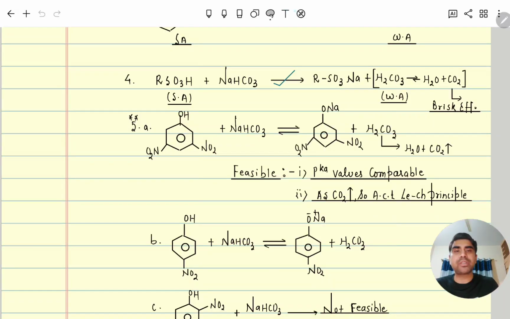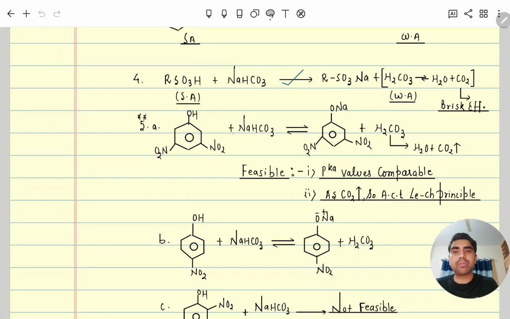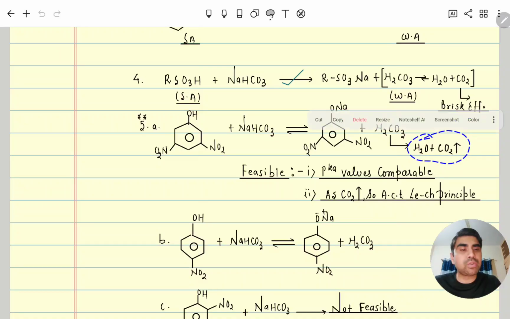Moving further, in this reaction, as meta reacts with bicarbonate, it is forming H2CO3. This one is relatively a weak acid, this one is relatively a strong acid. So the reaction will be in dynamic equilibrium because their acidic strengths are comparable, but overall it has more tendency to go backward. But even though, this reaction is feasible. Why? Because as you know, H2CO3 is a weak acid. At room temperature it will break down into H2O and CO2.